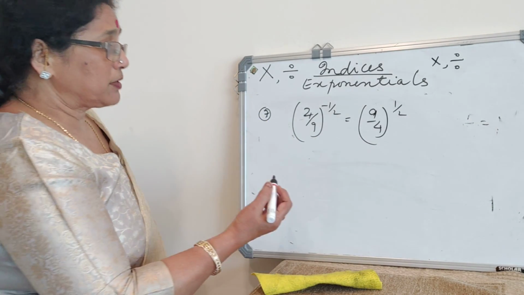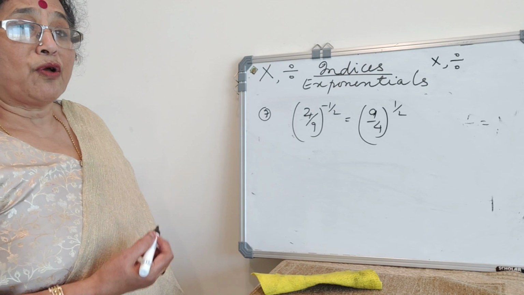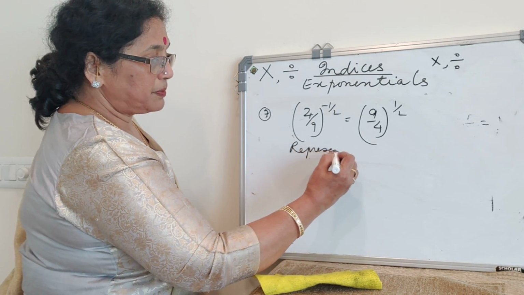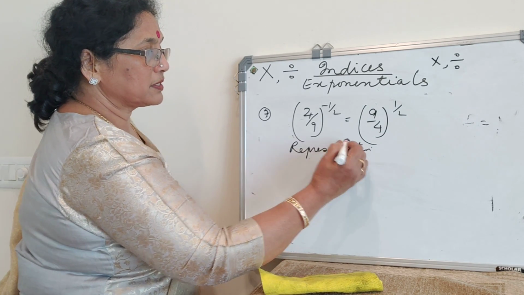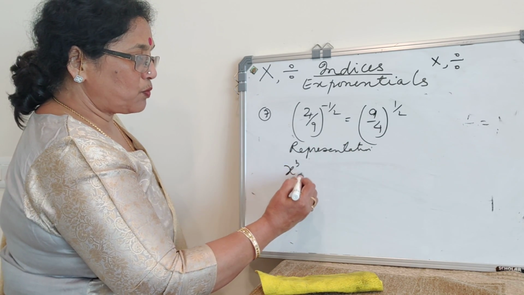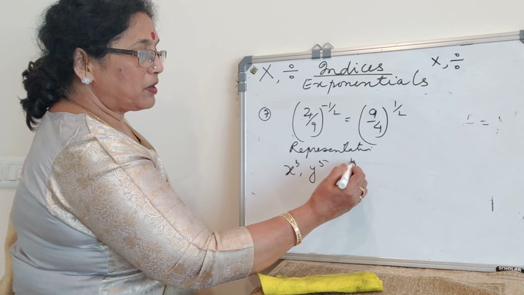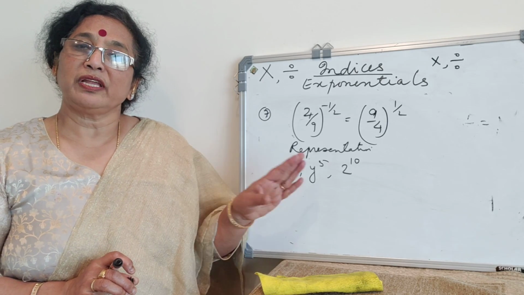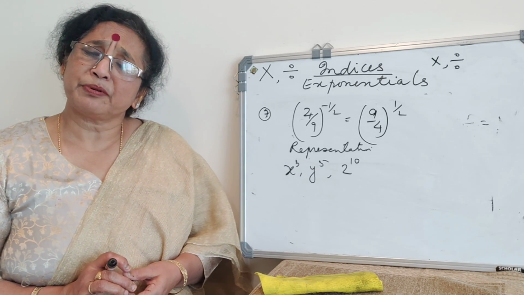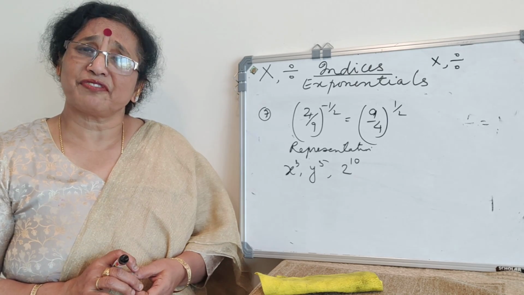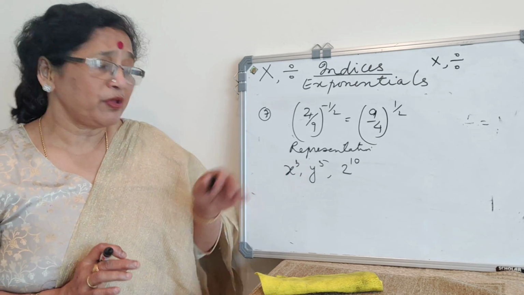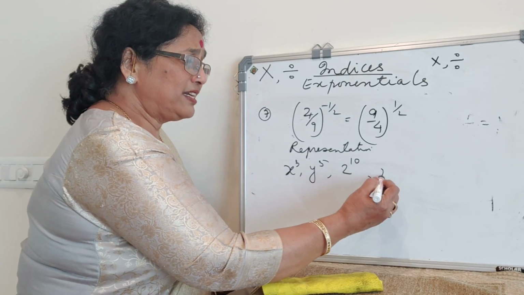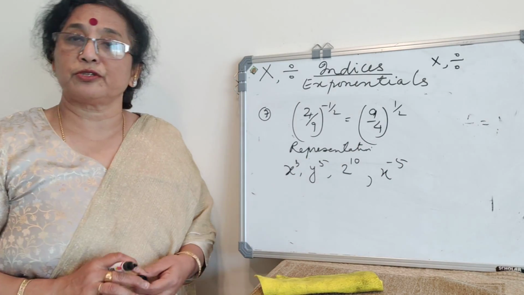Now we are coming to representation of indices. If you have x cube, y to the 5, 2 to the power of 10, whole numbers or integers, we can only write like this. But what happens when the power is a fraction? There's only one way of writing when the power is a whole number or integer. Integer means it can be negative also.